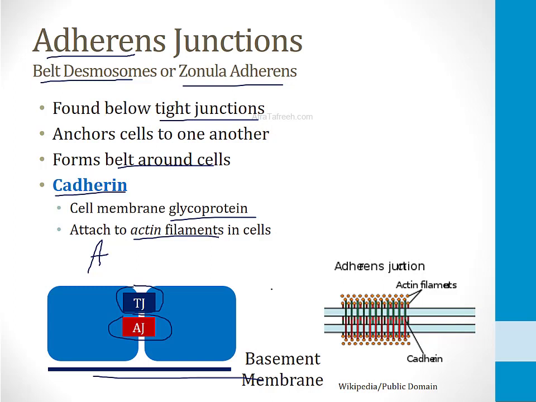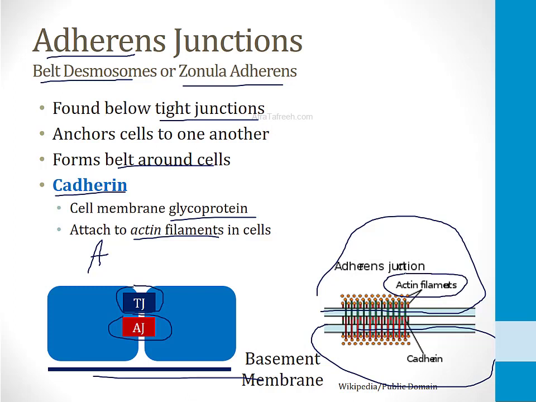So let's look at this picture on the right side of the screen. We've got one epithelial cell here, we've got another one here, and they are going to be linked together by an adherens junction. There are actin filaments found inside of each of the epithelial cells, and the cadherins link those together so that the two epithelial cells are therefore joined.